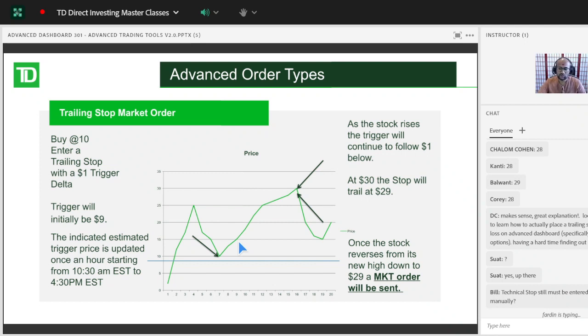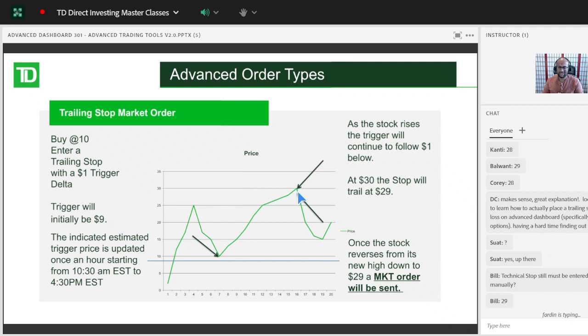Now, I will explain this just one more time. Let's say at $30, we had the stop price set at 29. Our trigger was at $29. Let's say the stock dropped to 29.50. What do you think will happen in that case? What is going to be our trigger price? Let's say the stock dropped to 29.50. What will our trigger price be in that case? So I'm curious to see.